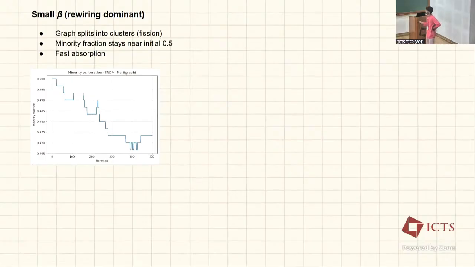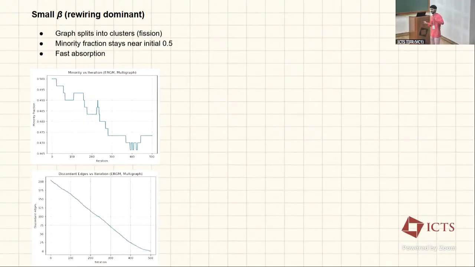So we have the rewiring dominance in that case. And this rewiring takes n squared time, because we have n squared edges, so it will take n squared time. You can see this scales as n squared in the absorption time.